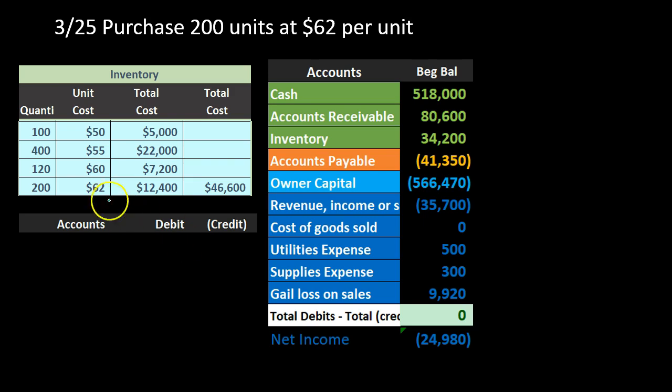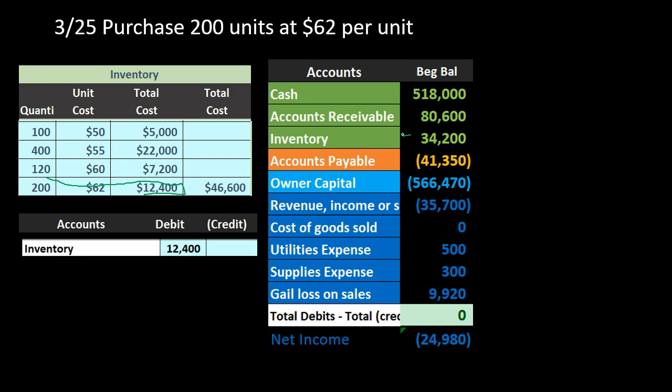Here's the journal entry. We're going to record this transaction, this 12,400 that we purchased. It's going to be inventory increasing. Inventory has a debit balance, 34,200. We need to make it go up, doing the same thing to it, debiting it. Then we're going to increase not the cash, but accounts payable. Accounts payable has a credit balance.